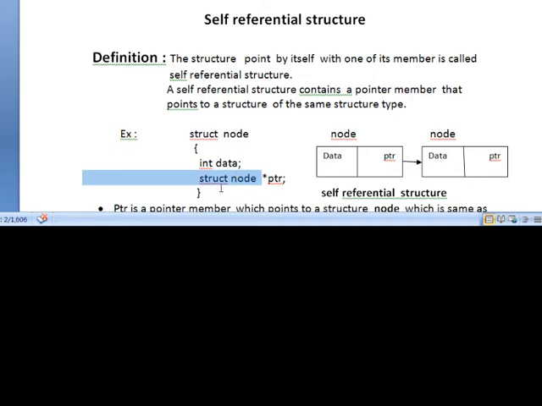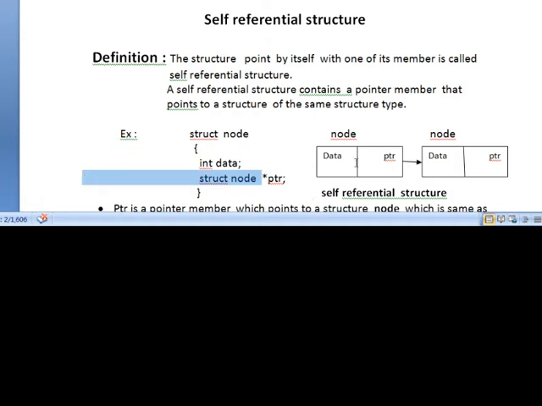That means the self-referential structure is divided into two parts. One is the data part and the second one is the reference part. Reference means pointer. The reference contains a reference to the same node. That's why we call it a self-referential structure.